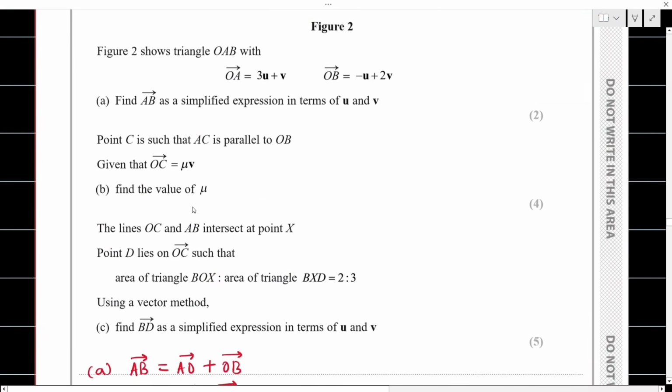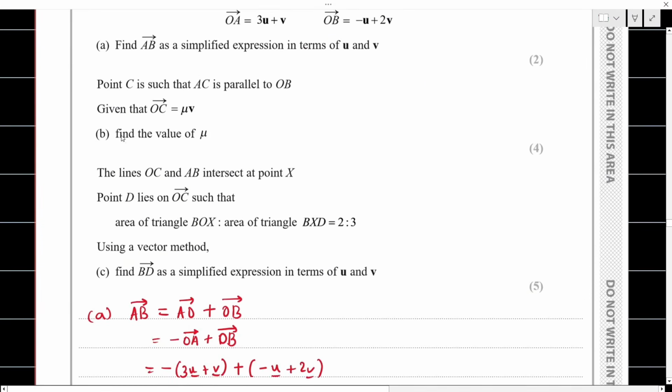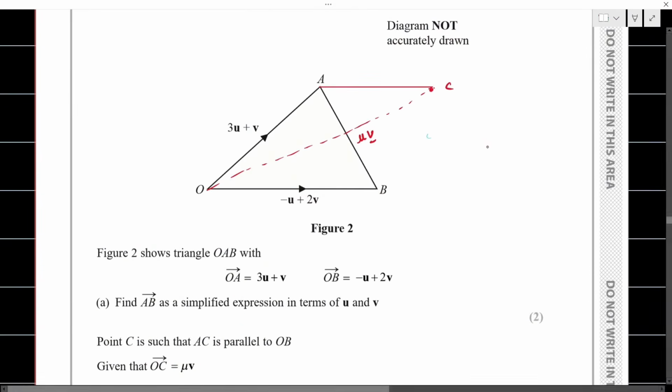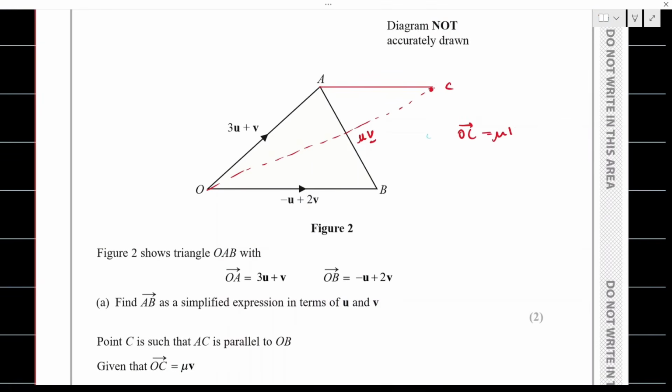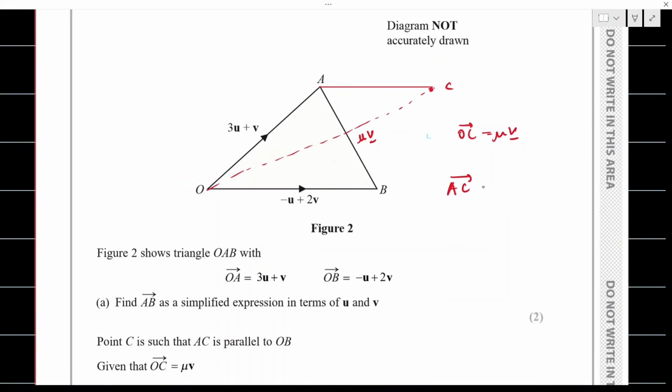Now the further equation that is given is that OC is equal to mu v. So the vector OC is equal to mu v. Now in part B, we have to find the value of mu. From this, we can see that we know the vector OA, and we can know the vector AC. As the vector AC is parallel to the line segment OB, we can write that AC vector will also be parallel to OB vector.